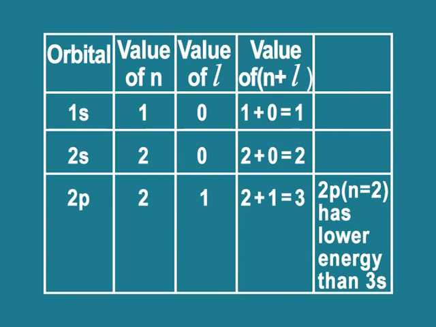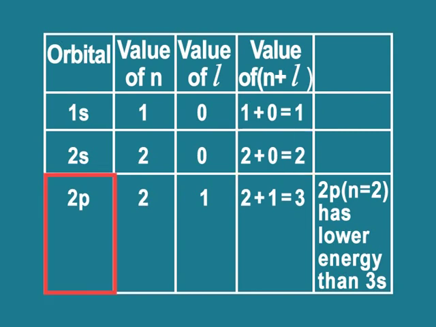Let us look at the table showing arrangement of orbitals with increasing energy on the basis of the n plus l rule. For the 1s orbital, the value of n is 1 and the value of l is 0. Therefore, the value of n plus l is 1 plus 0 equals 1. For the 2s orbital, n is 2 and l is 0. Therefore, n plus l is 2 plus 0 equals 2.